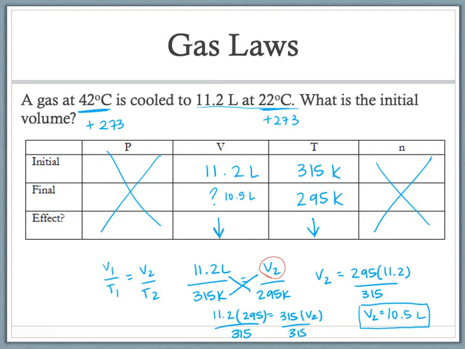So I'm going to cross multiply, and I get 295 times 11.2 equals V2 times 315. So I have to divide both sides by 315, and I get 10.5 liters. So my temperature went down here, and so I expected my volume to go down, and it did.